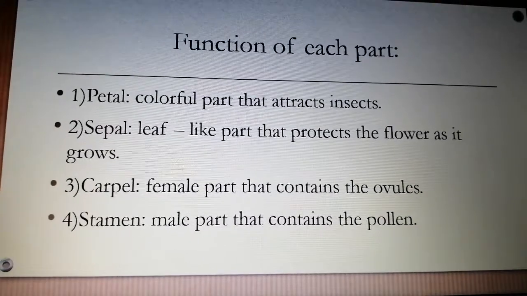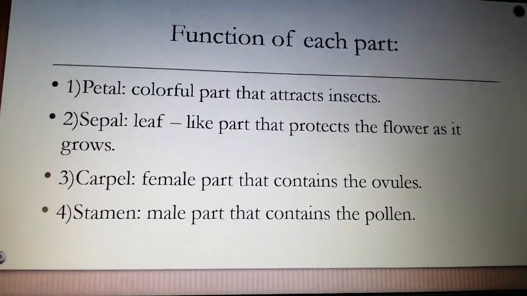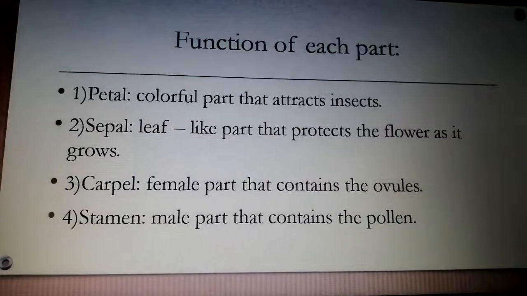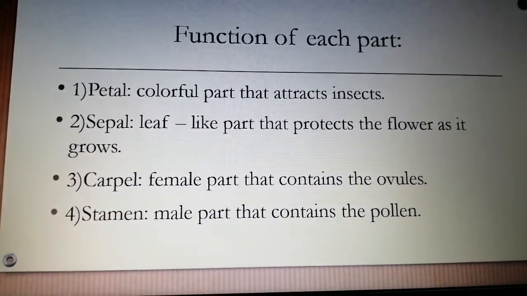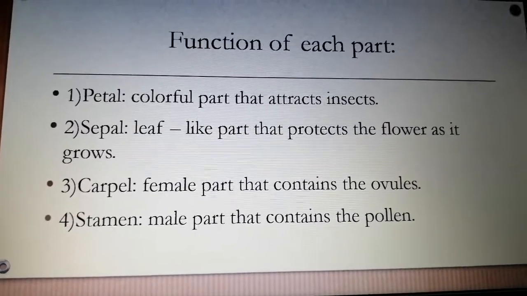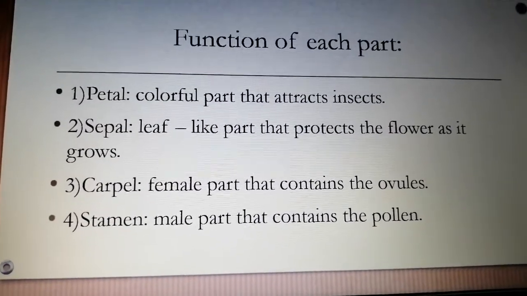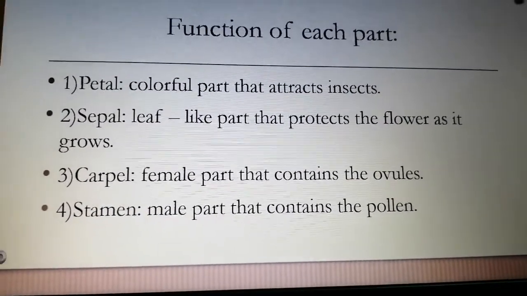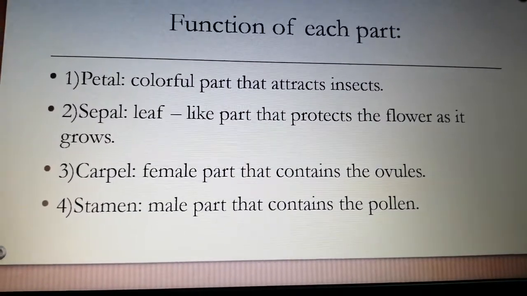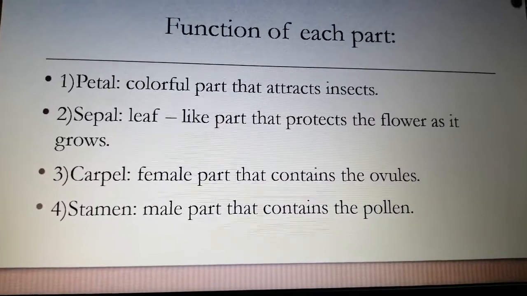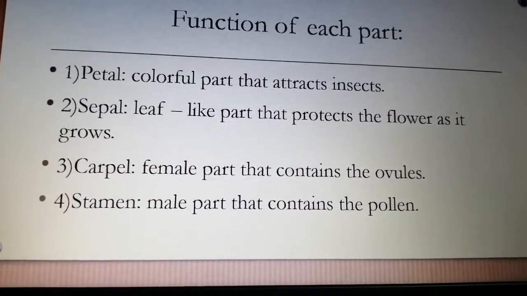What do we call the leaf-like part? We call it the sepal, and it protects the flower as it grows. What do we call the female part that contains the ovules? We call it the carpel. Carpel is the female part that contains the ovules, and the male part that contains the pollen is the stamen.